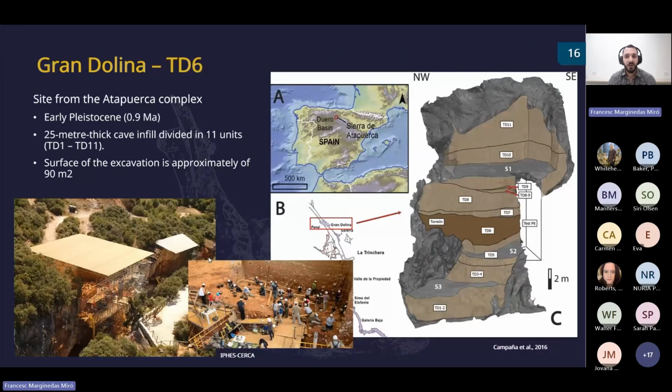Let's start with the first site, which is Gran Dolina level TD6 from the Atapuerca archaeological complex, which is a complex that includes around 20 archaeological sites, including cave and open air sites. The TD6 level is dated between 0.8 and 0.9 million years and is located in the railroad trench that is just in the middle of the mountain range. The site has 11 stratigraphic units, resulting in 25-meter thick sediment, and the surface of the excavation is approximately 90 square meters.